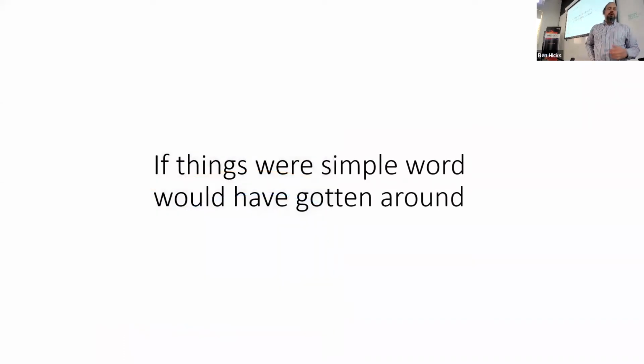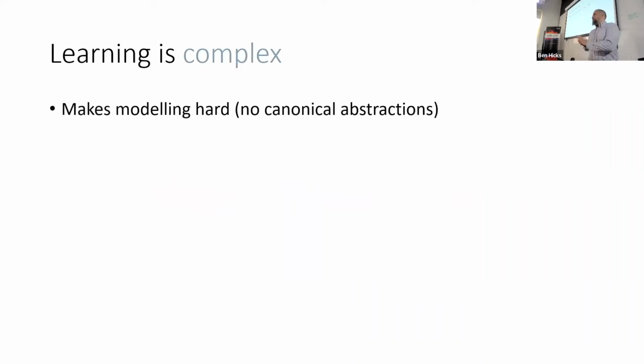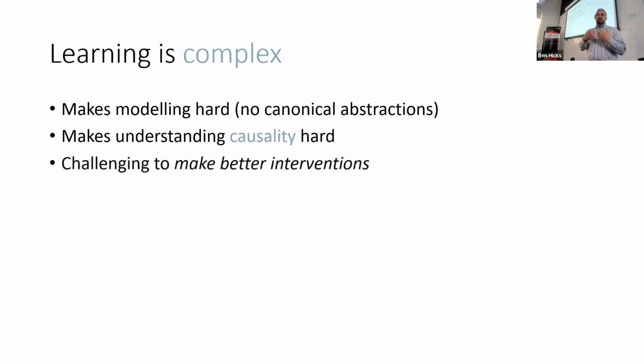However, learning is not like that. Learning is complex. There's no agreed way that we would take a student and their important attributes, reduce them to a set of points, and expect that everyone's going to agree that this was the right thing to do and the right way to go about it. What happens with this is it makes modelling hard, because it's difficult to get that very first step. It also makes understanding causality hard, and because understanding causality is hard, it makes it difficult to make better interventions because we don't know what levers to pull.